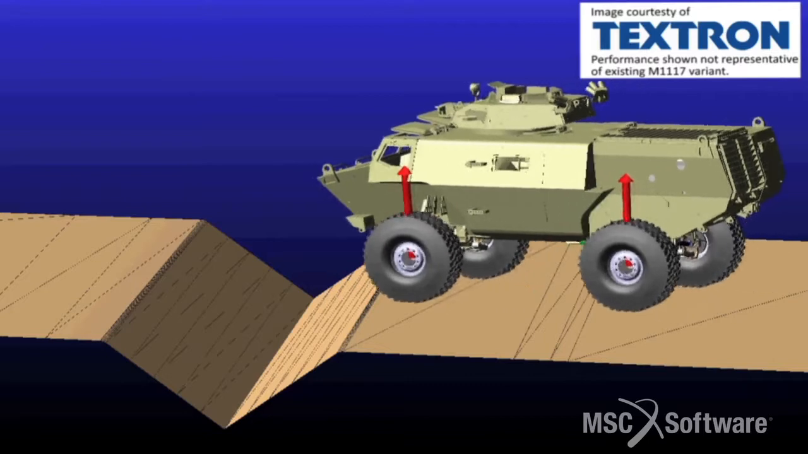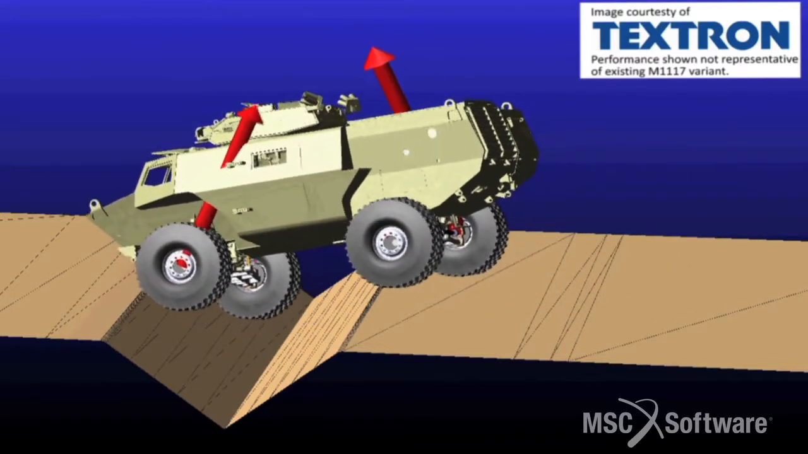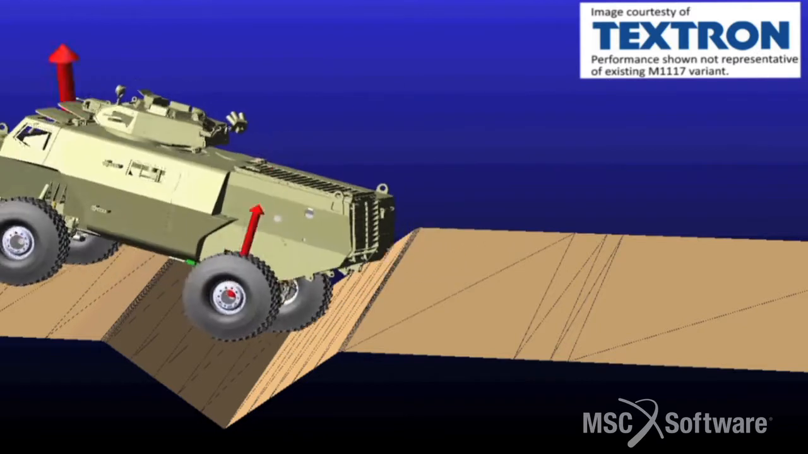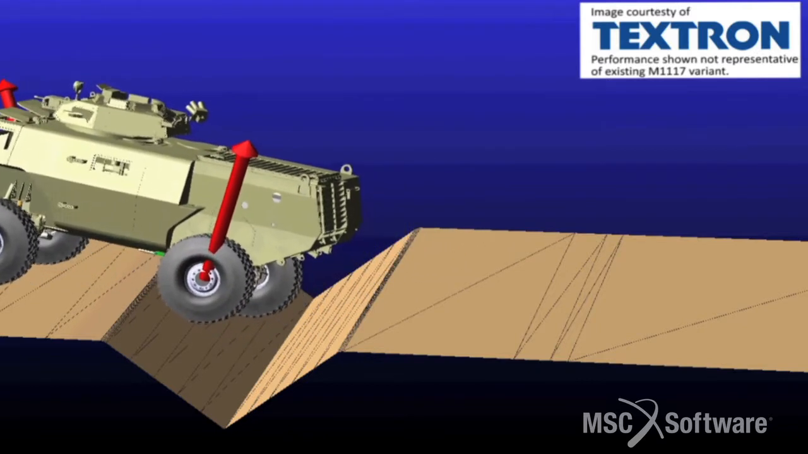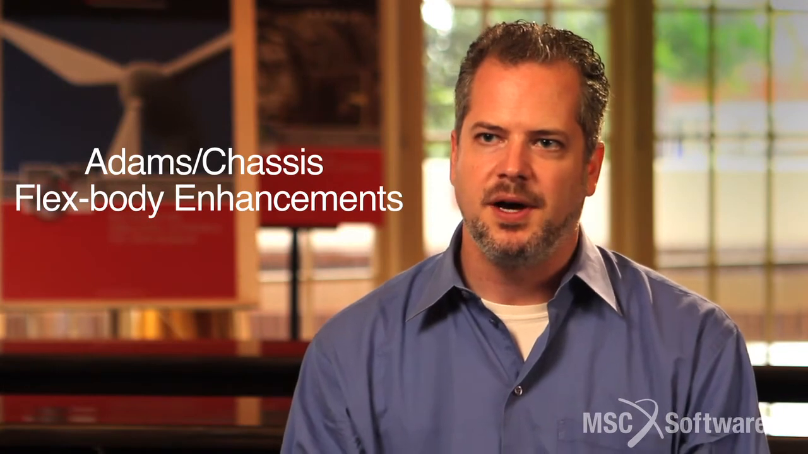Another thing that's been added to the vehicle products in the 2012 release is a 3D enveloping contact model for tires. And that tire model is important for getting accurate loads when you're going over bumpy roads, particularly short wavelength obstacles at slow speeds. We've extended the flexible body generation utility within Adams Chassis.